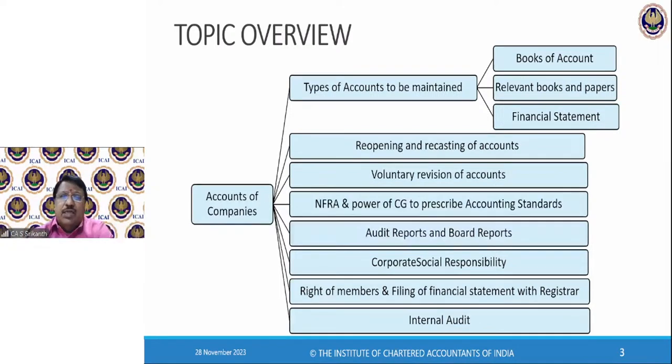This law, the 2013 Act, has introduced something very interesting called reopening and recasting of accounts. Also, it gives facility to companies to go for voluntary revision of accounts. They can revise it. So with this topic, we are going to talk about a very important body, the National Financial Reporting Authority.